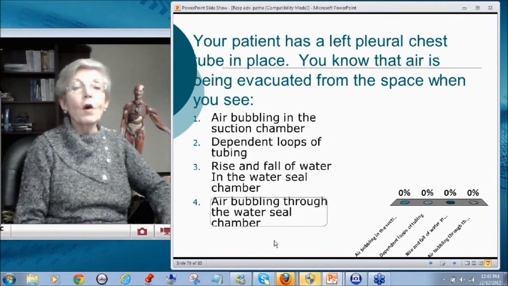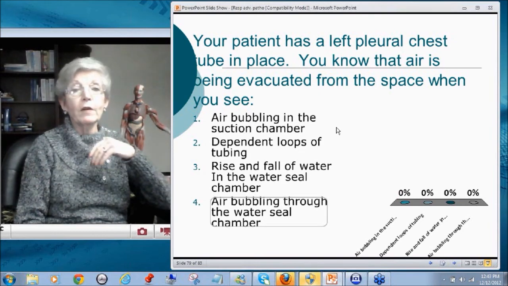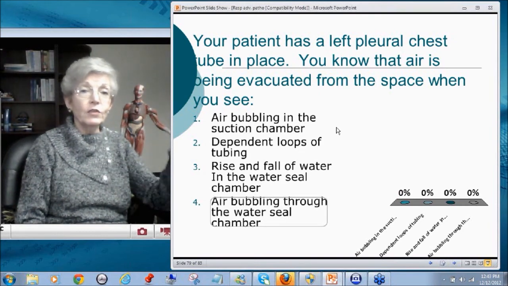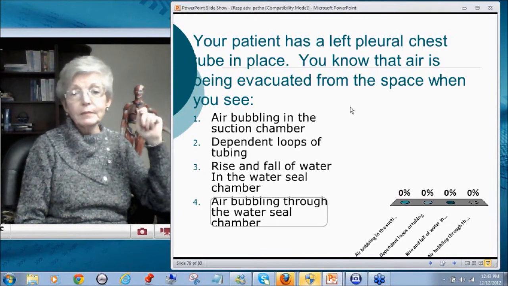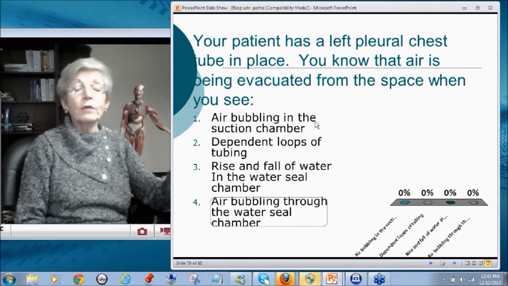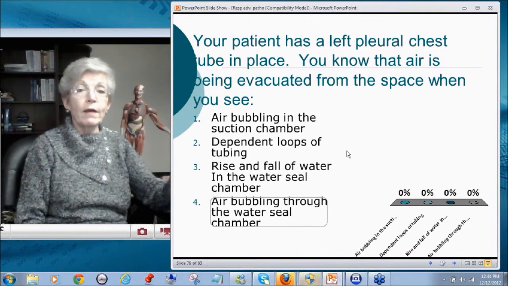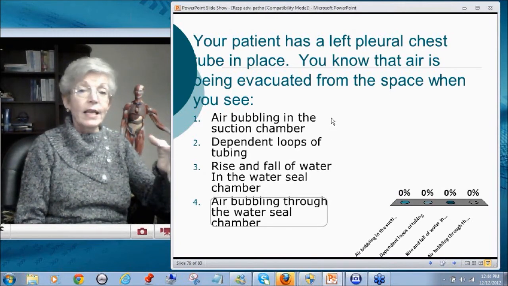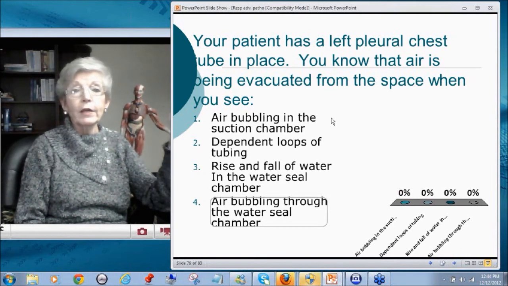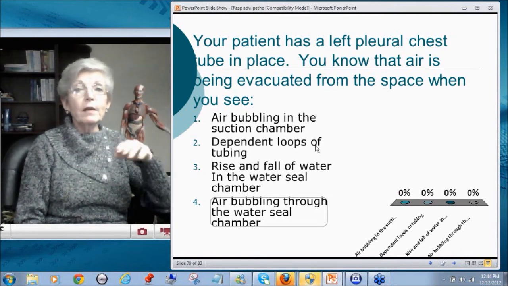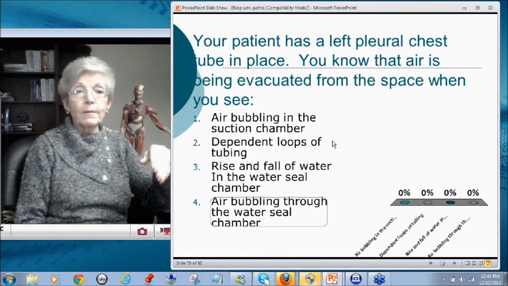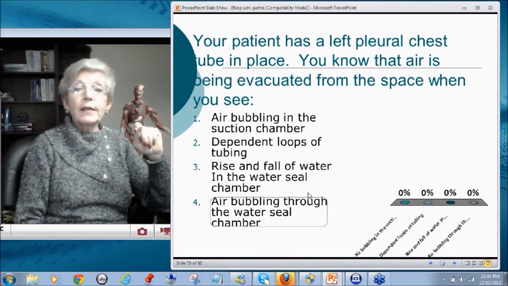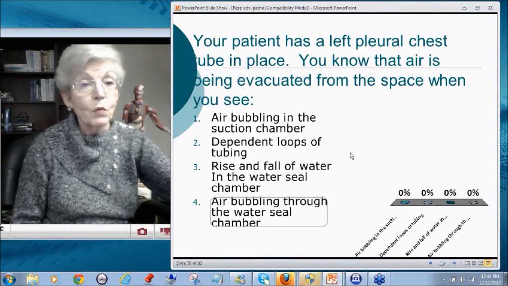Air bubbling through the water seal. When you attach your suction chamber, which is up to 25 or whatever, that is attached to the suction apparatus, that creates bubbling. You don't even need to attach it to that. You could just have it to gravity drainage. The reason they put the additional suction is to enhance it and get it out earlier. Dependent loops of tubing have nothing to do with it. But it is the air bubbling through the water seal chamber.